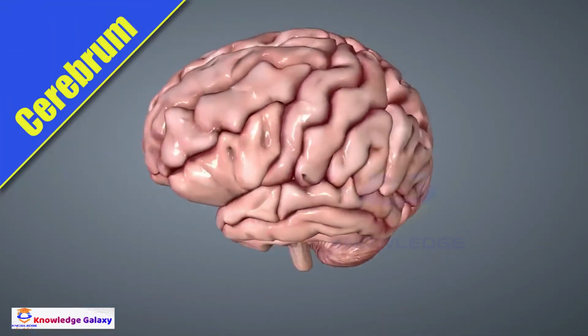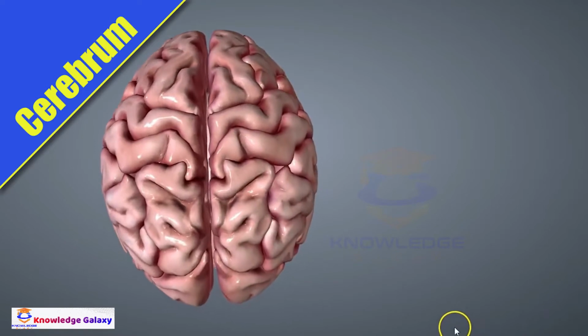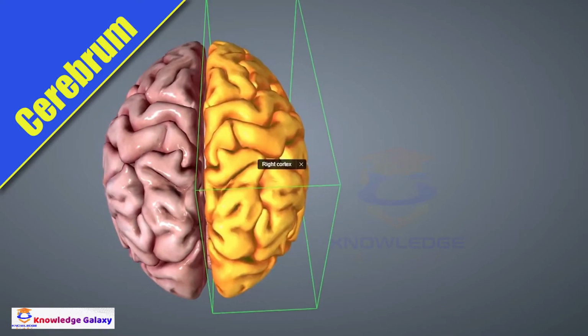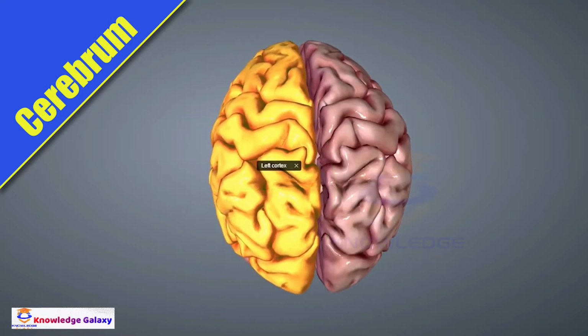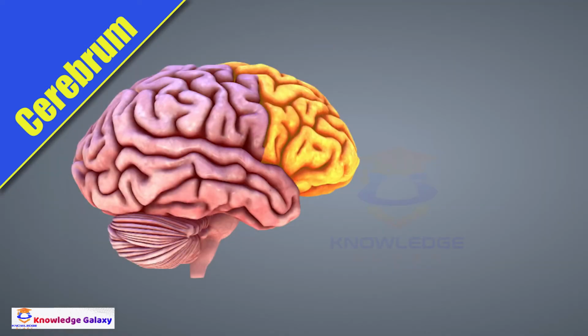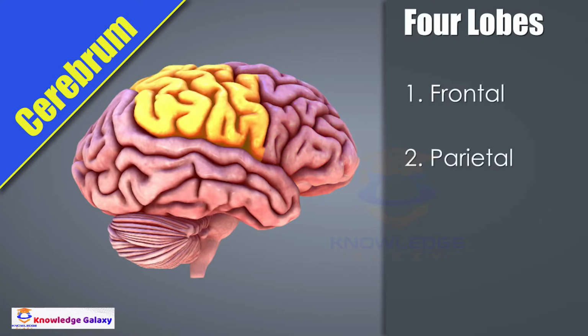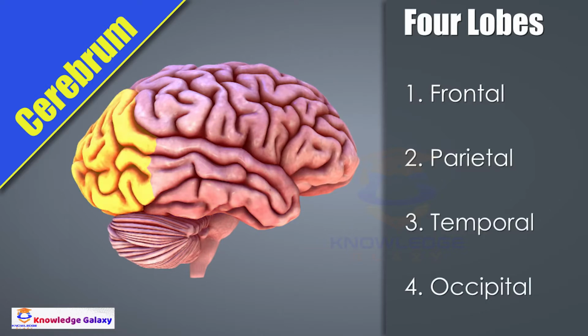The first section is the cerebrum. This is the largest section. It's divided into 2 major hemispheres, which are the right and left hemisphere. And the cerebrum is further divided into 4 lobes. These 4 lobes are the frontal, the parietal, the temporal, and the occipital.